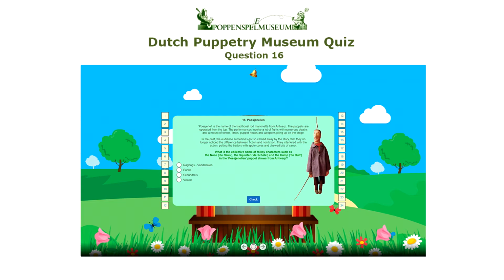Puschinellen. Puschinel is the name of the traditional rod marionette from Antwerp. The puppets are operated from the top. The performances involve a lot of fights with numerous deaths, an amount of torsos, limbs, puppet heads, and weapons piling up on the stage. In the past, the audience sometimes got so carried away by the story that they no longer noticed the difference between fiction and non-fiction. They interfered with the action, pelting the traitors with apple cores and chewed bits of carrot.